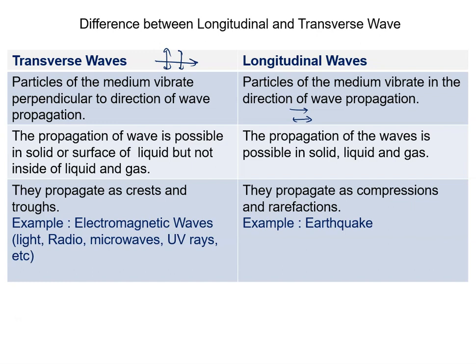Transverse wave can propagate as crest and trough, and longitudinal wave can propagate as compression and rarefaction. Example of the transverse wave, that is electromagnetic waves. These are the light waves, radio waves, microwaves, ultraviolet rays. Example of the longitudinal wave is a sound wave I have discussed. One more example I am taking here. There are the waves at the time of the earthquake.